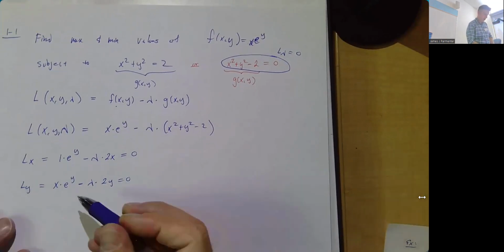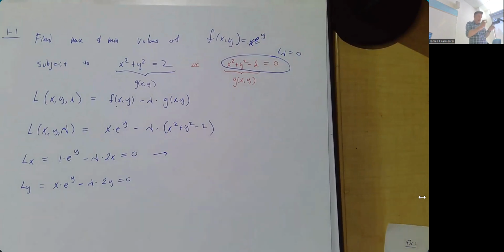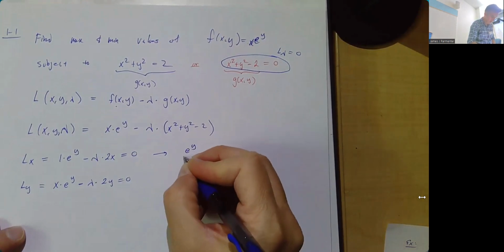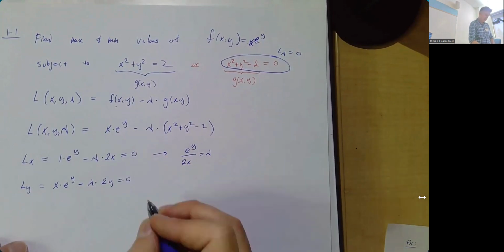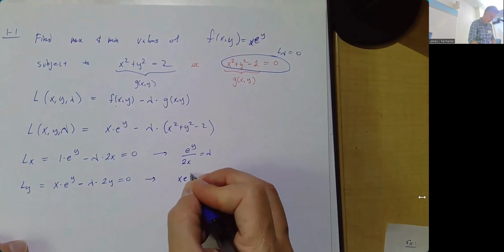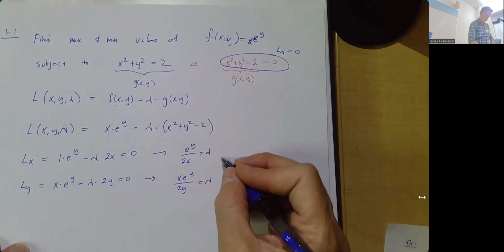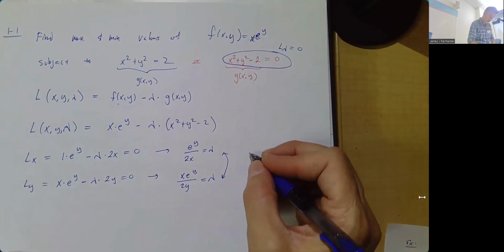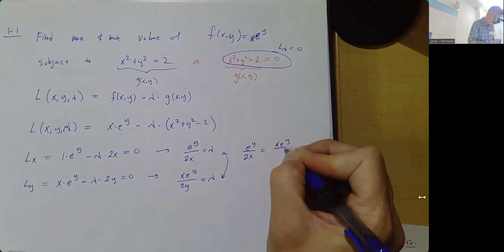Okay. So solving both of these for lambda. Now I'll point out you can do this in one step. I'm going to add the lambda times 2x to both sides, and I'm going to divide both sides by what's multiplying lambda. So I think you can reasonably say e to the y divided by positive 2x is equal to lambda. Similarly here, x e to the y divided by positive 2y is equal to lambda. And then set those equal to each other. So now we're going to get e to the y over 2x equal to x e to the y over 2y.